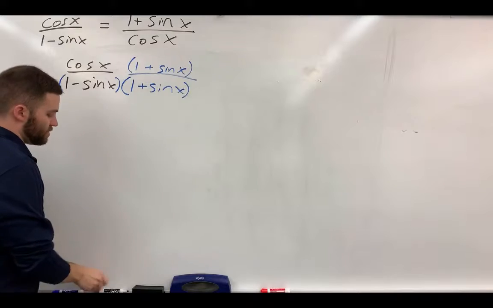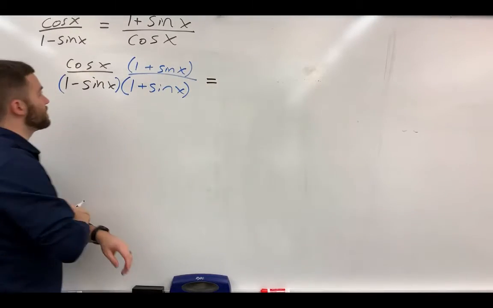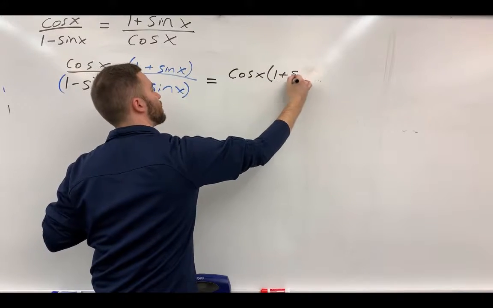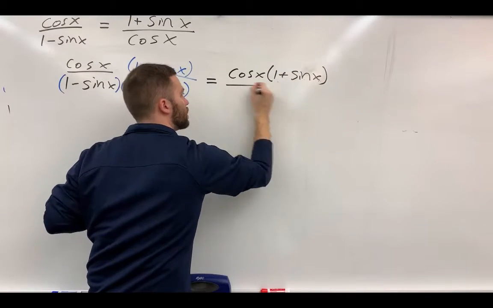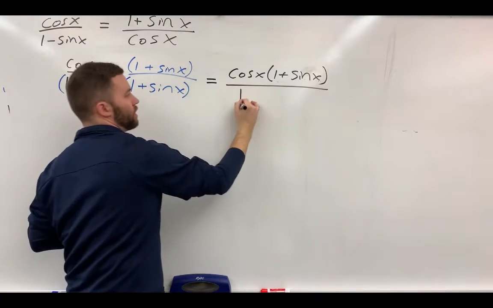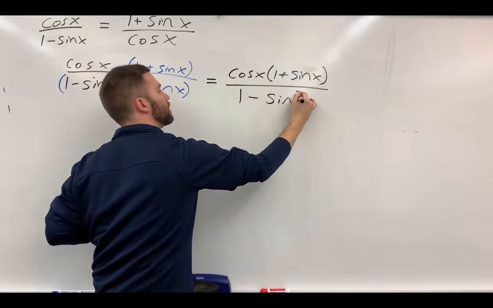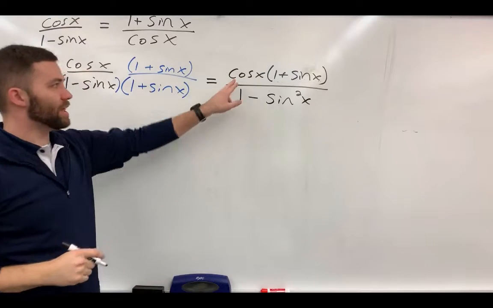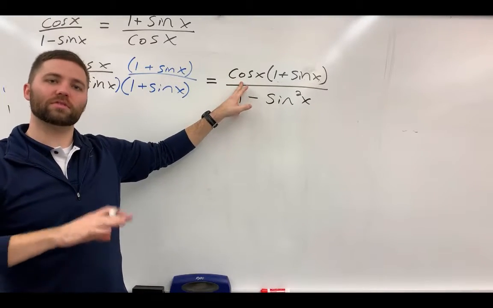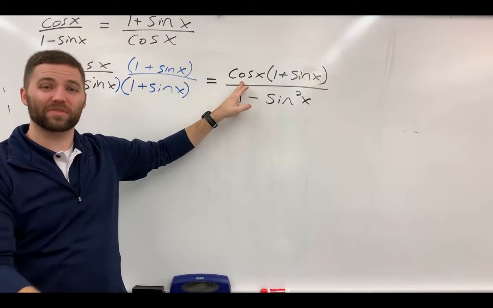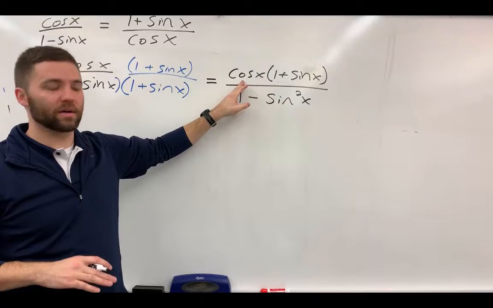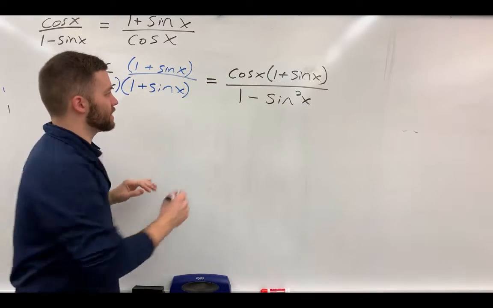All right, and when I do that, on the top I'm going to get cosine of x times 1 plus sine of x. On the bottom, I'm going to get 1 minus sine squared of x. You might be inclined to distribute here. You should not. Don't distribute until you see that it might be valuable, because lots of times factoring is actually more helpful. So pause your impulse to distribute. We're going to leave that for a second.